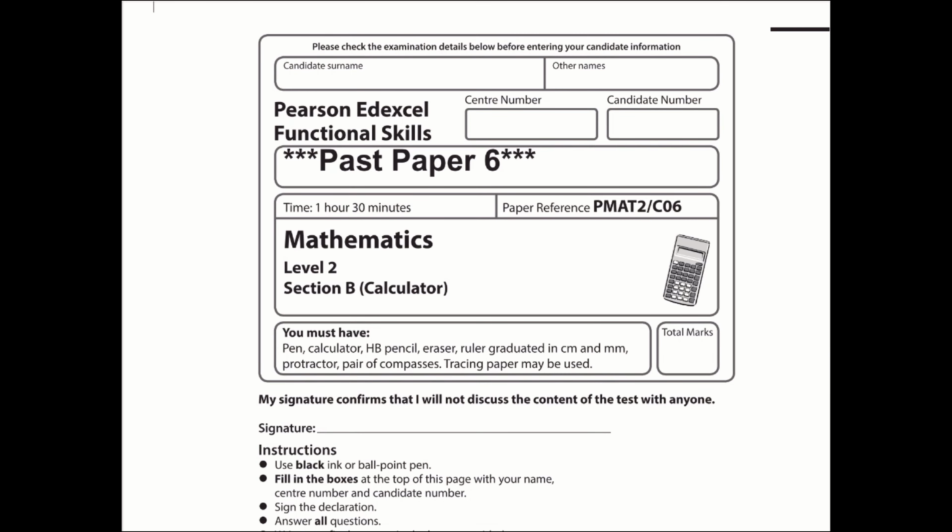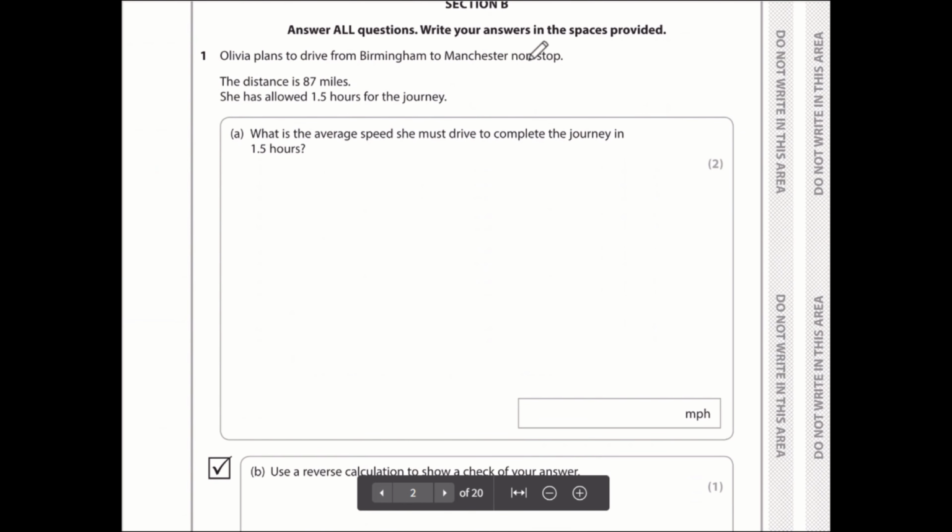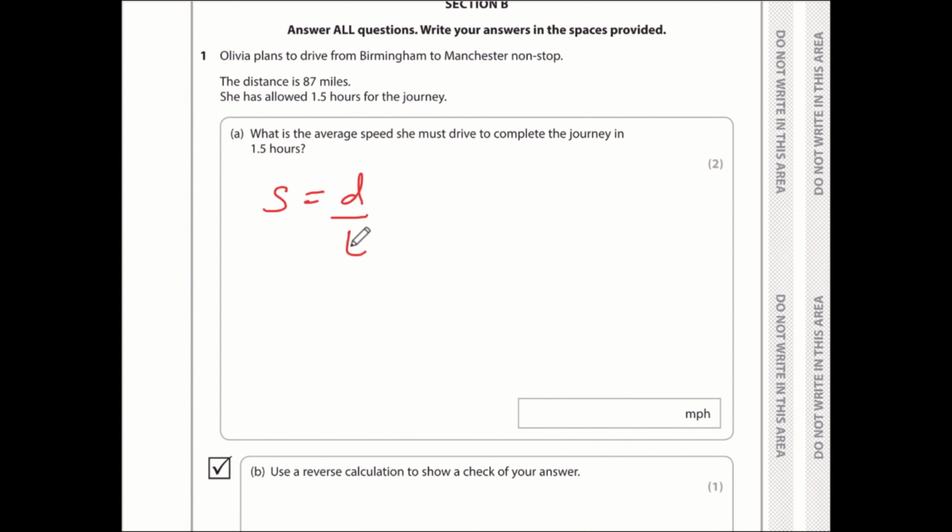Here are the video solutions for Pearson Edexcel Functional Skills Maths Level 2. This is section B, which is the calculators section from past paper 6. So let's take a look at question number 1. It's asking us for the average speed, so we need to remember that speed is the distance divided by time. If you don't remember that formula, then it's going to be very difficult to get going on this question.